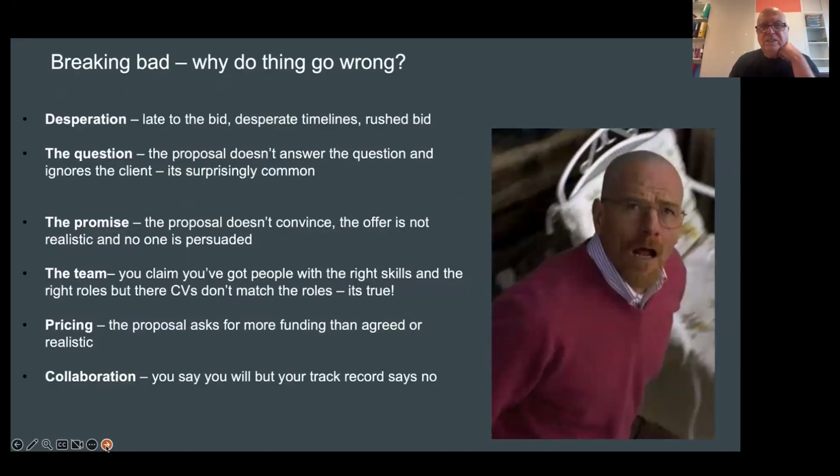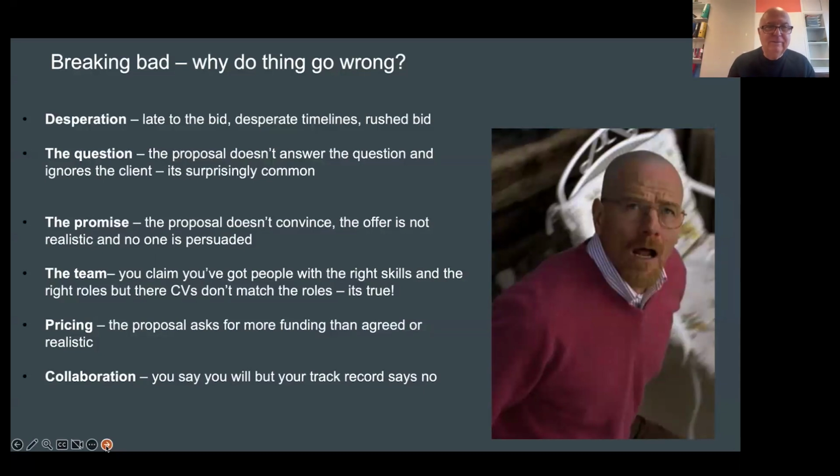So why do things go wrong? They go wrong for these reasons. They go wrong for desperation. People don't respond to the timelines. They're late to bid. It's a rushed bid. And if it's rushed, it's going to be weak. They normally go wrong because the application doesn't answer a question, doesn't meet the grantee's needs, doesn't meet the foundation needs, and doesn't actually respond to what the client wants.